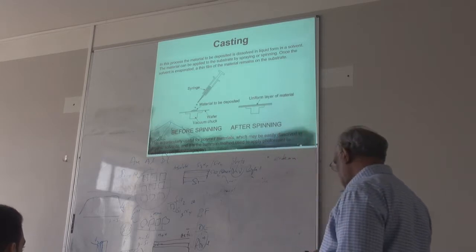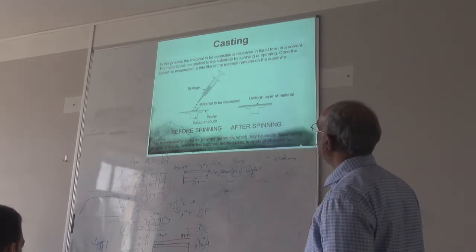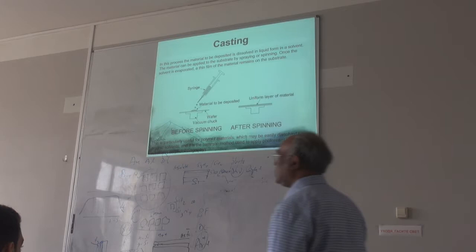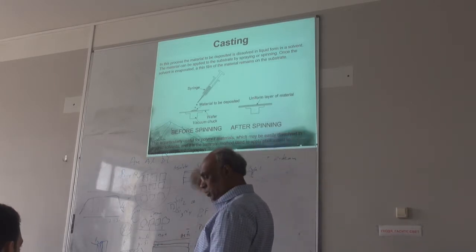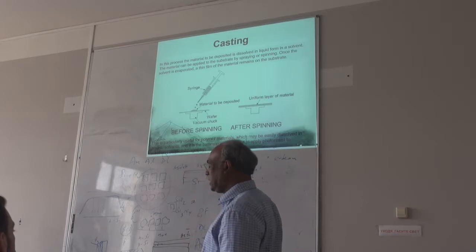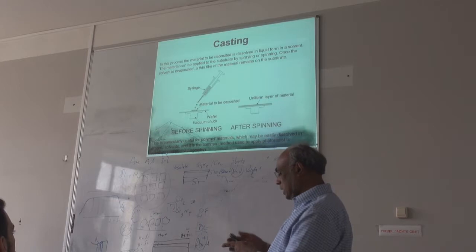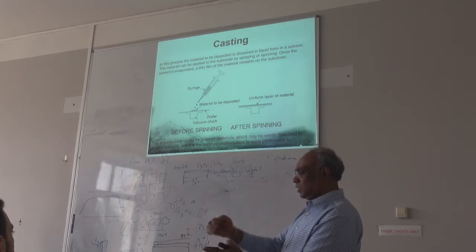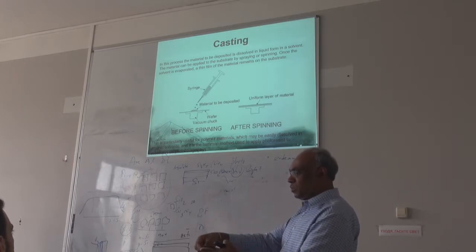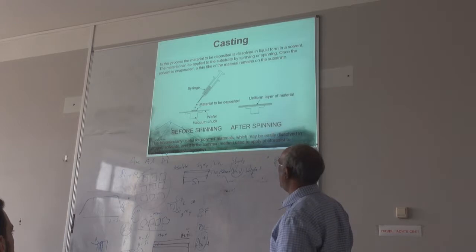Then we have something called casting. Typically we do this if you want to make a polymer film. We are going to talk about photoresist, right? To do that, we have this polymer. We just take it into a syringe, then put it on your wafer. To make it more uniform, you spin it. We call it the spin coater.